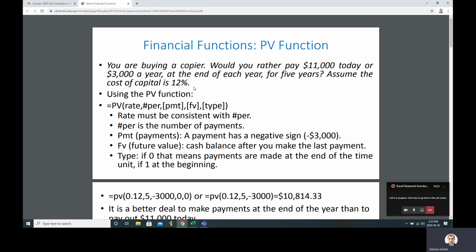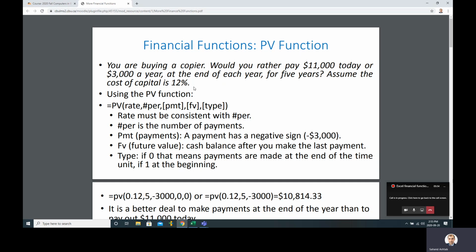The one that is less is better. Basically, we are paying less to obtain the same copier. You can also think of it this way. Say we did the calculations using the PV function and we ended up with 10,000. So basically the present value of making 5 payments, $3,000 at a time at the end of each year for the next 5 years at 12%, say that became 10,000. Now, what will be the decision?